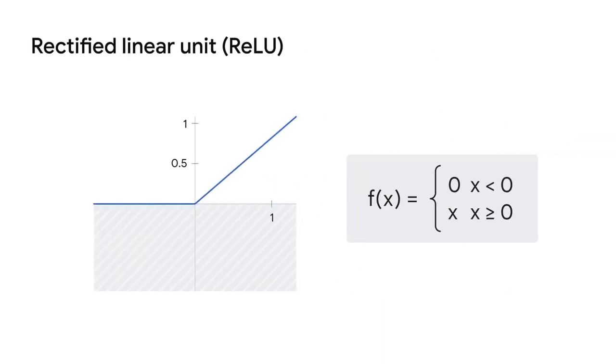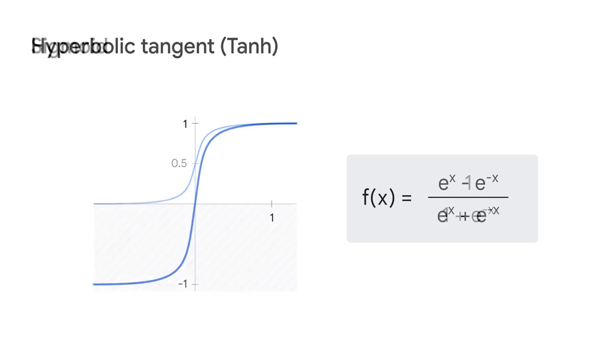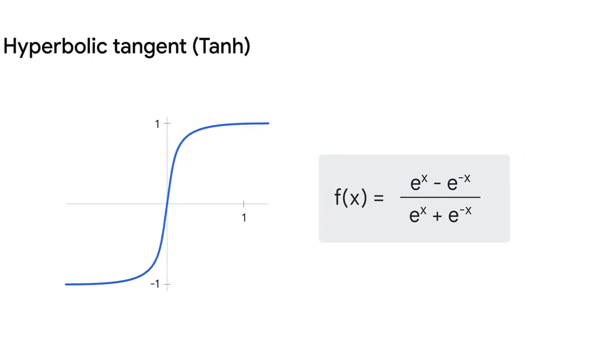What are widely used activation functions? You can use the rectified linear unit or ReLU function, which turns an input value to 0 if it's negative or keeps the original value if it's positive. You can use the sigmoid function, which turns the input to a value between 0 and 1. And the hyperbolic tangent, tanh function, which shifts the sigmoid curve and generates a value between -1 and +1.